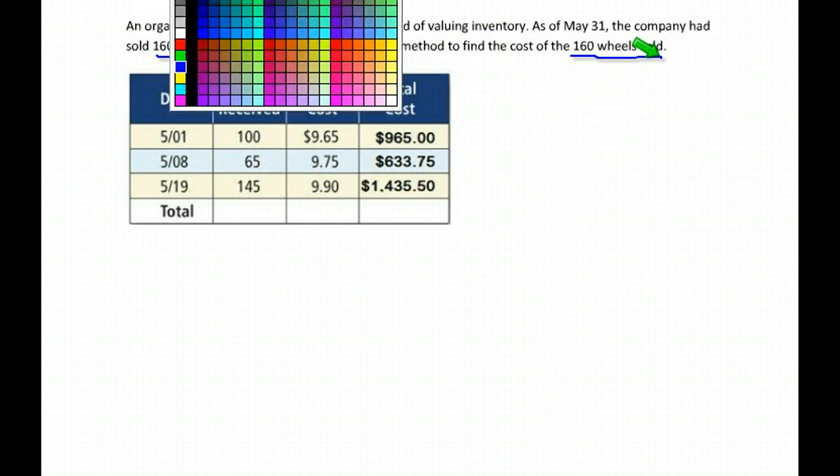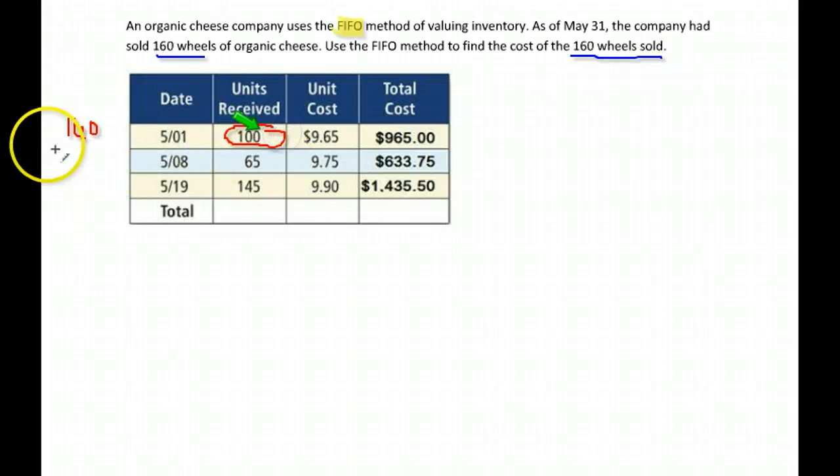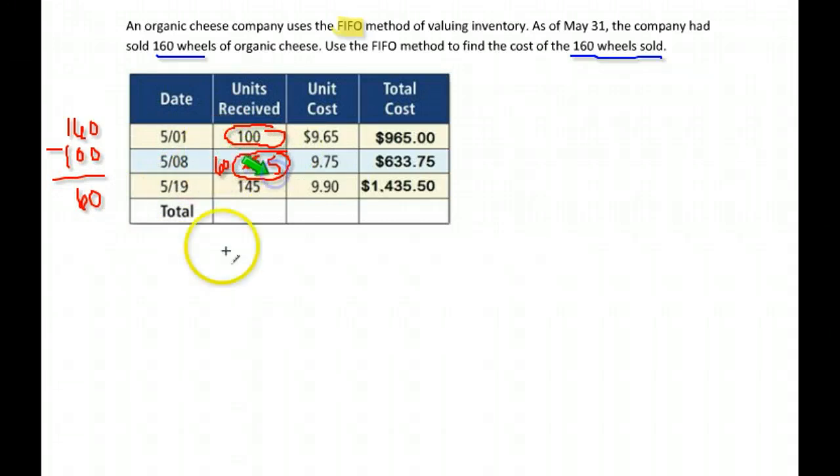So we're working from the top down. Let's take the 160 and find out where they came from. So we start at the top. We're going to sell these 100 first, and we'll have 60 more to sell. And then we get to this group, and there's only 65 here. So we know we sold 60 of these, and we had 5 left over. We didn't even dip into this set at the bottom.